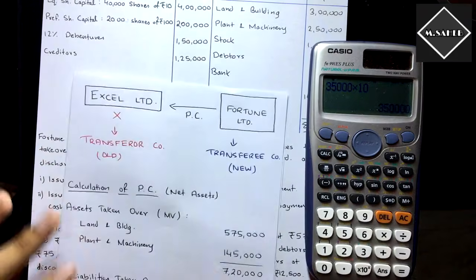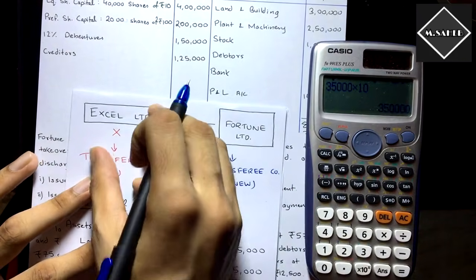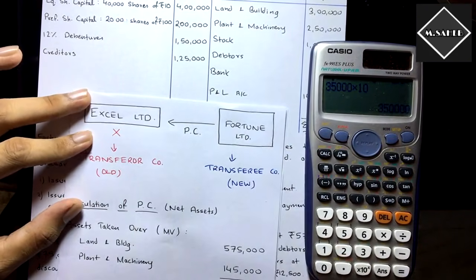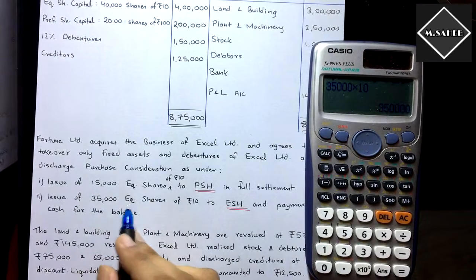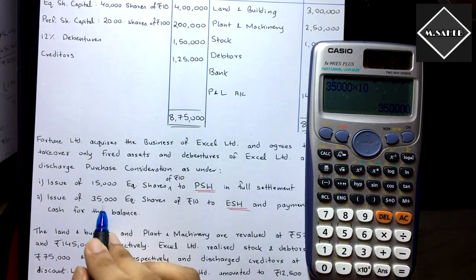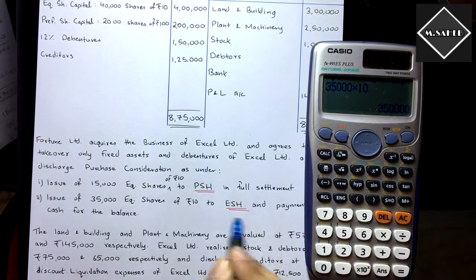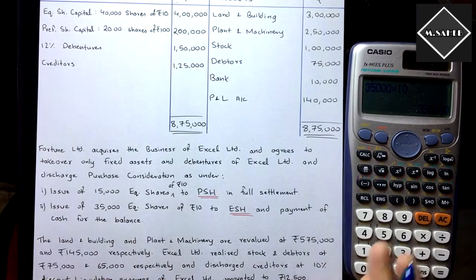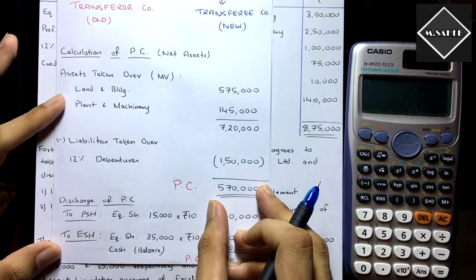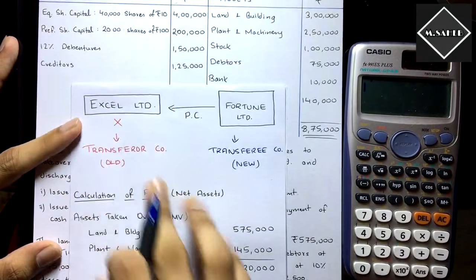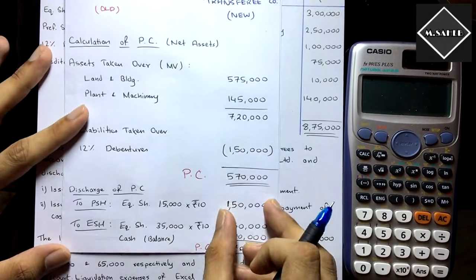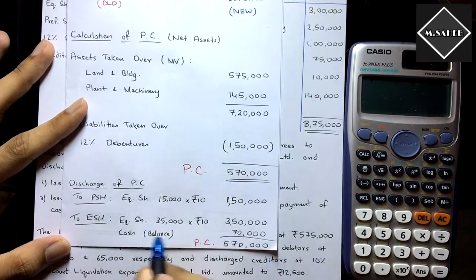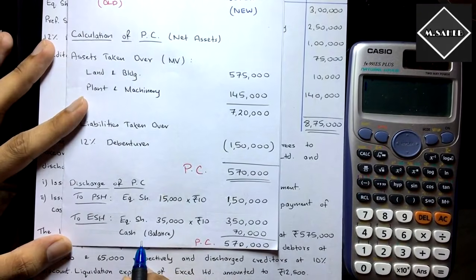Equity shares of whom? Equity shares of Fortune Limited, because this company is getting liquidated. The shareholders are getting equity shares of Fortune Limited. Okay, keep that in mind. These equity shareholders are getting 35,000 equity shares of rupees 10, and the balance in cash. So what is this balance in cash? 5,70,000 has to be paid to the owners of Excel Limited. You have made till now 1,50,000 to the preference shareholders and 3,50,000 to the equity shareholders, and then the balance in cash to equity shareholders. That is what is said in the question.